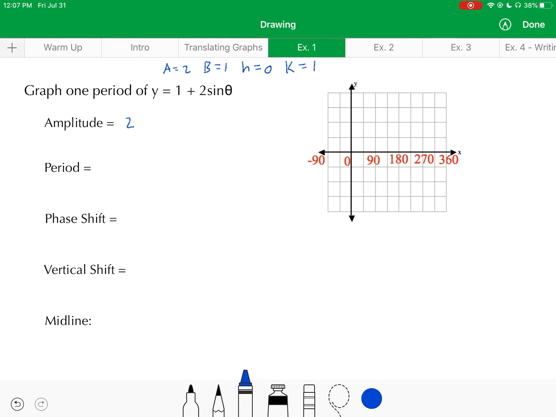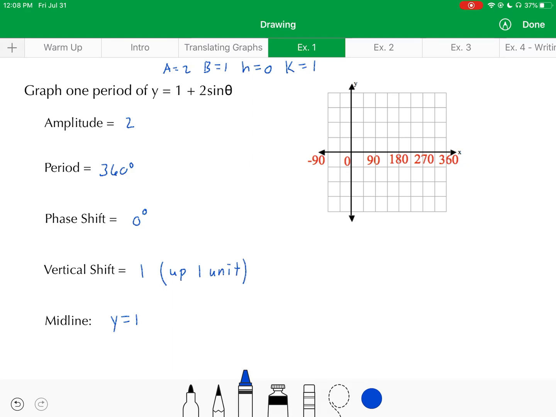The period is going to be 360 degrees. Notice I'm going to use degrees because look at the graph that's labeled here. It's in terms of degrees. So the period's 360 divided by my b value of 1, so that remains 360, right? The phase shift would be 0 degrees. That's because h is 0. And then your vertical shift is going to be based on your k value of 1. So since it's positive, that just means we're going to move up 1 unit, which ultimately has an effect on the midline. It's now going to move from the x-axis up to y equals 1.